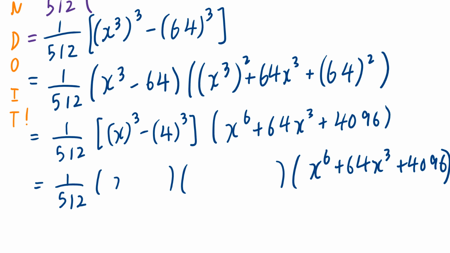And if you go back now, the difference of cubes for x cubed minus 4 to the power of 3 is going to be x minus 4 times, again, you square the first term, which is x squared. You square the last term, that's going to be 16. You multiply the two terms, which will give you 4x, and you're going to add them, just like that. And this is how you factor 1 divided by 512 times x to the power of 9 minus 512. I hope this makes sense.